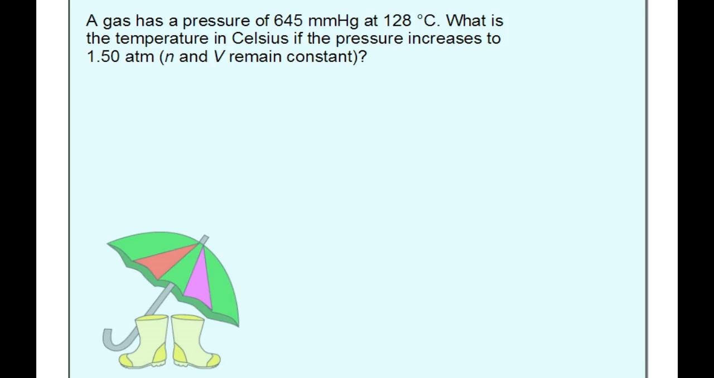You have a gas that has a pressure of 645 millimeters of mercury, and it's at 128 degrees Celsius. And we need to know what the temperature in Celsius is if the pressure increases to 150 atmospheres. Remember, the volume is going to remain constant and the amount is going to remain constant.